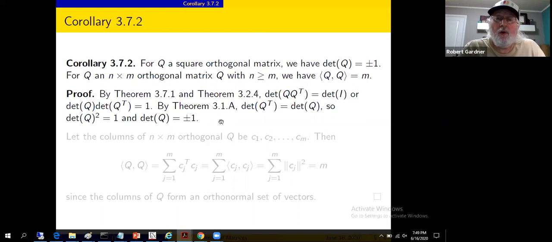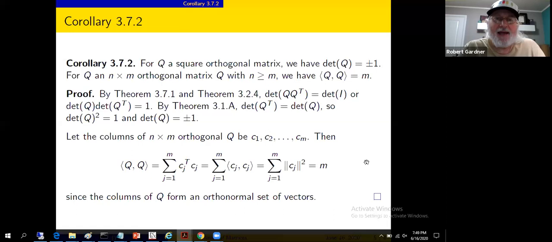So that gives us a determinant property of orthogonal matrices. Of course, they have to be square or we couldn't have a determinant conversation. In the second case, we're having a different conversation. We're having an inner product conversation.